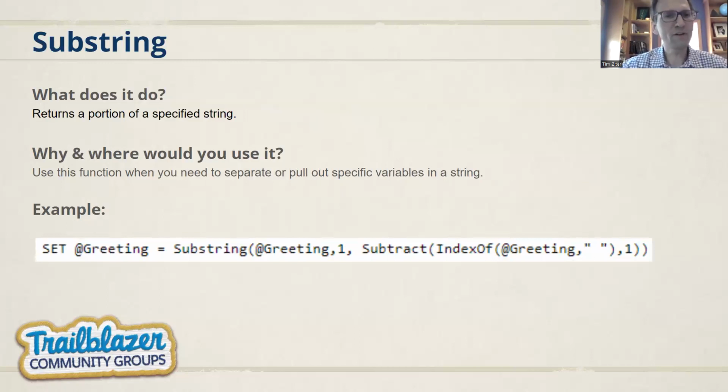Substring is another great function. It returns a small part of a string depending on how you want to use it. So in our use case today, we're going to have a variable that has a first name and a last name in it, and we're going to want to use substring to just pull out the first name. So that's the primary use for that tool.